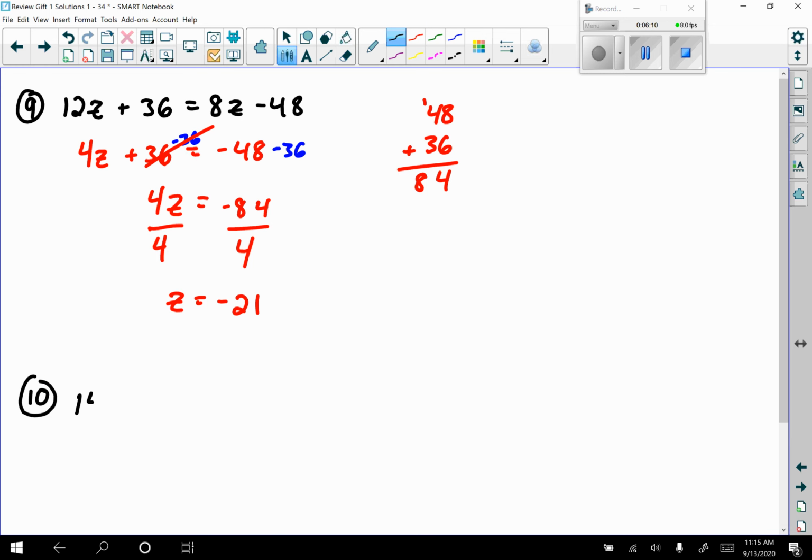Number 10, I have 14y minus 3 equals 25. I just want to start by adding 3 to each side. So 14y equals 28. Divide both sides by 14. So y equals 2.